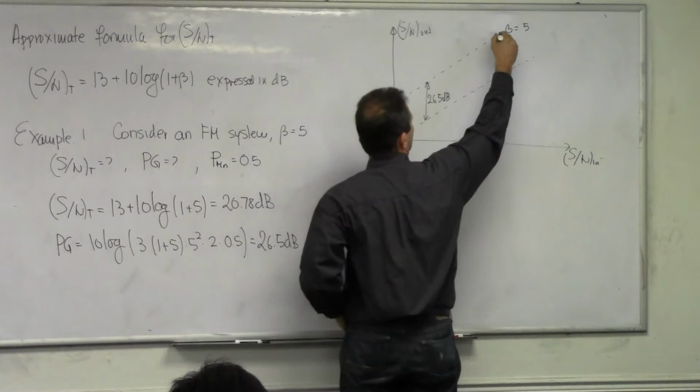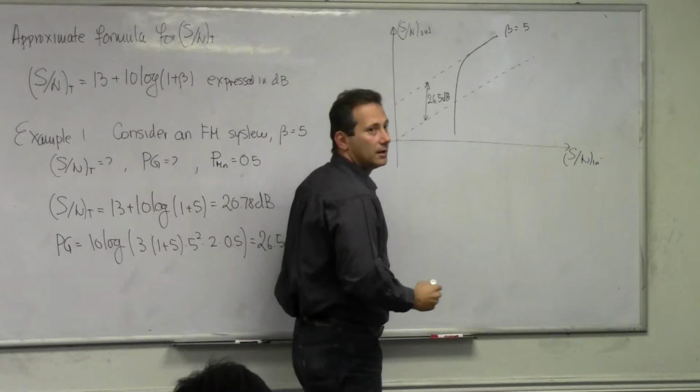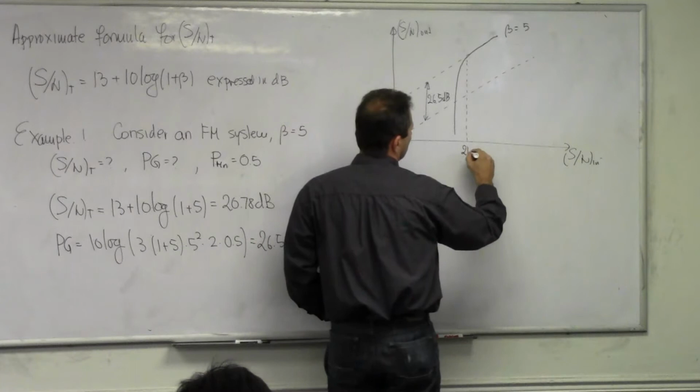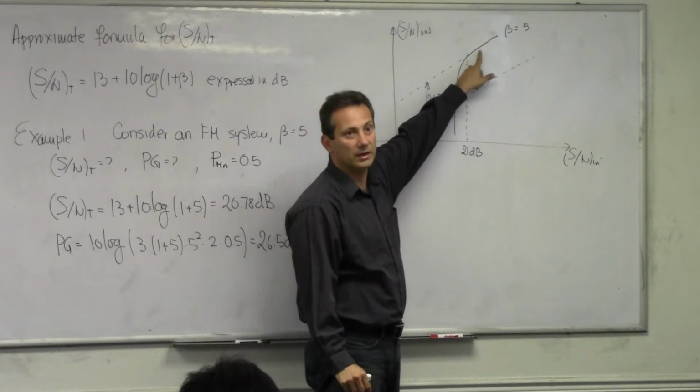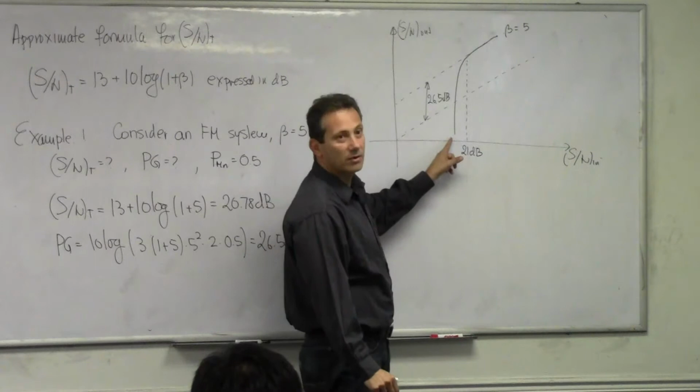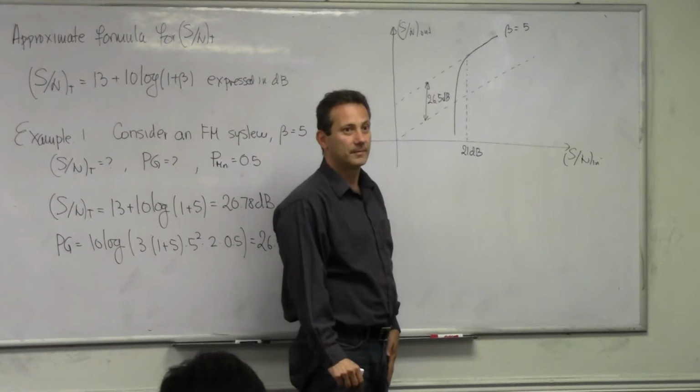What actually happens is this, right? And this knee here occurs at 21 dB, right? So if you're above 21 dB at the input, then you're above 47, 48 dB at the output. But if you're below 21, then you fall so fast, your signal-to-noise ratio degrades rapidly. Right? So that's the thresholding effect.